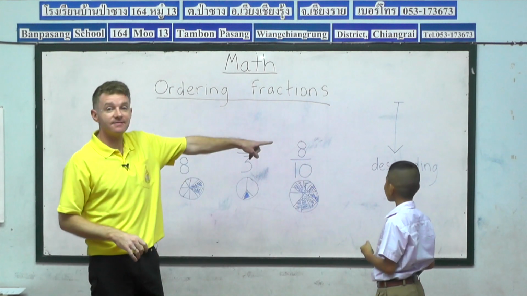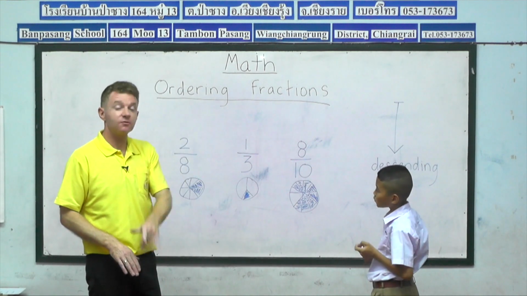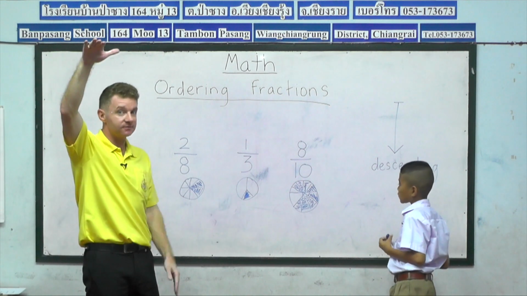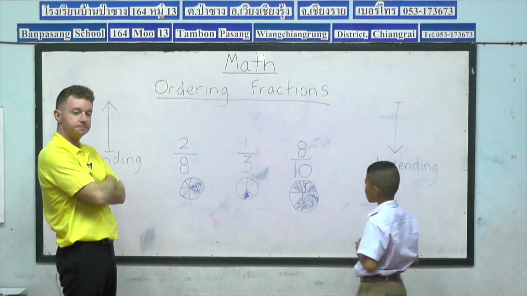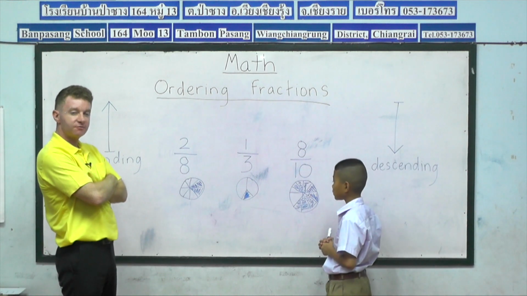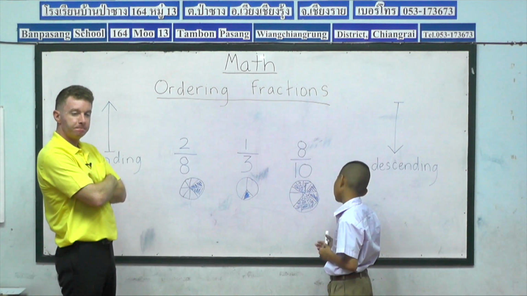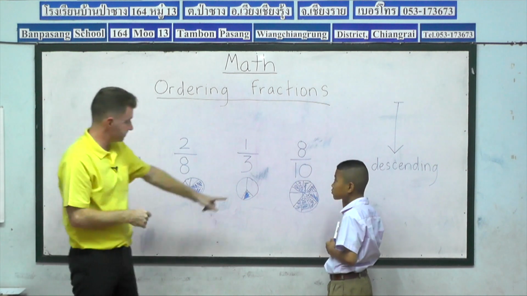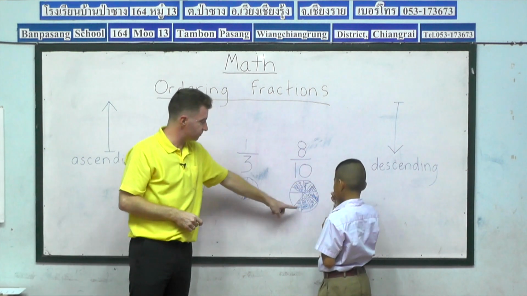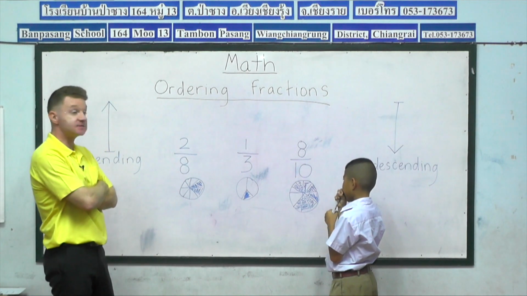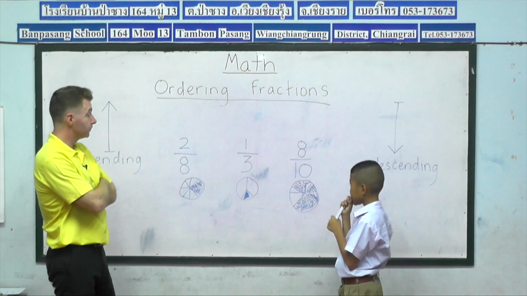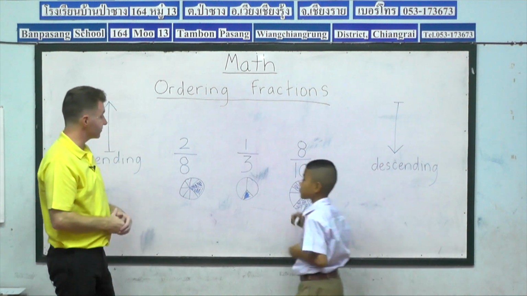So descending means biggest to smallest. So which has the most blue in the circle? What's the biggest fraction? 8 over 10. Look at this circle here, look at the amount of blue. So we can write 8 over 10 first as the biggest fraction.